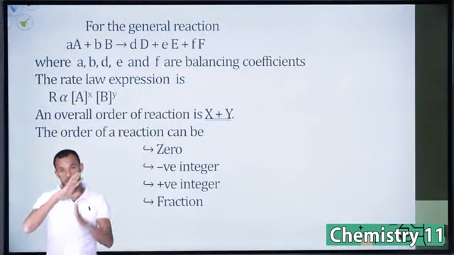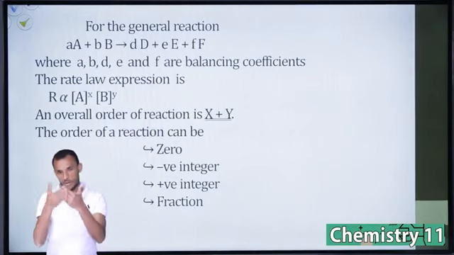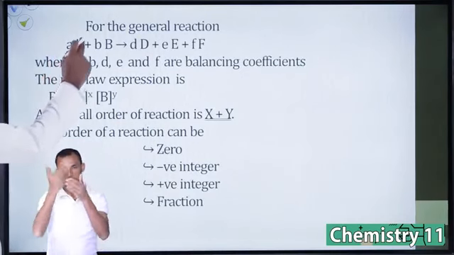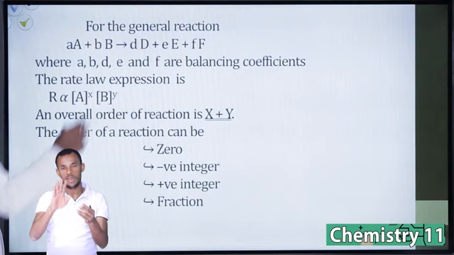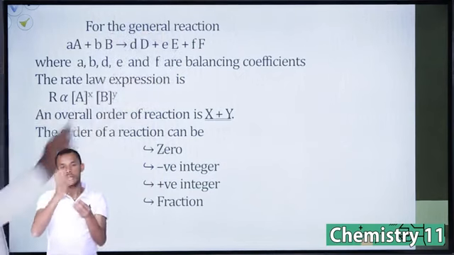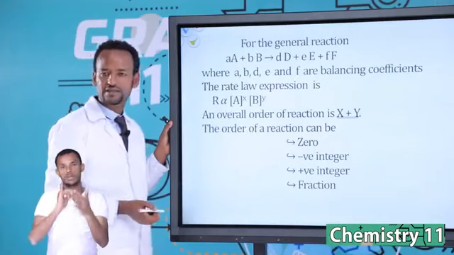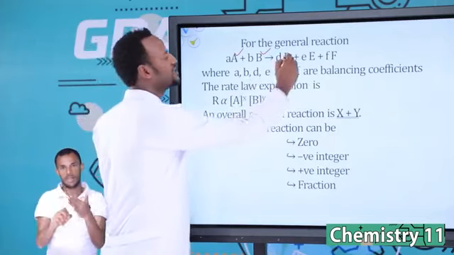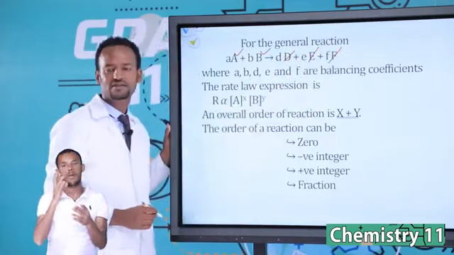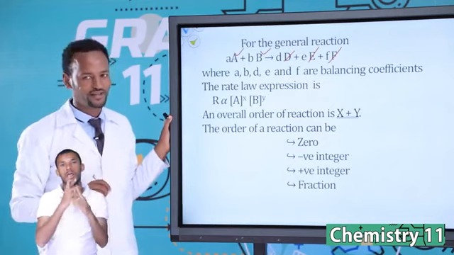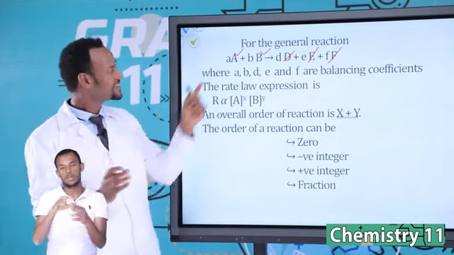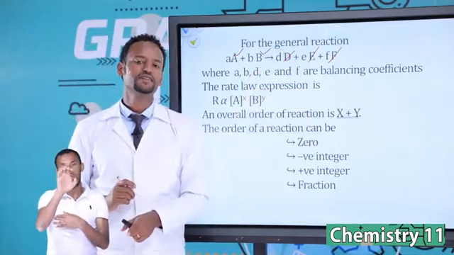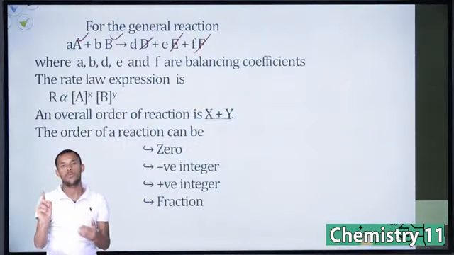The previous one was for a simple reaction. Now look at the general reaction: A plus B gives D plus E plus F. What are the reactants in this case? A and B are reactants. D, E, and F are products. Students, does the rate of the reaction depend on the reactants A and B, or the products D, E, and F? Which one is correct?